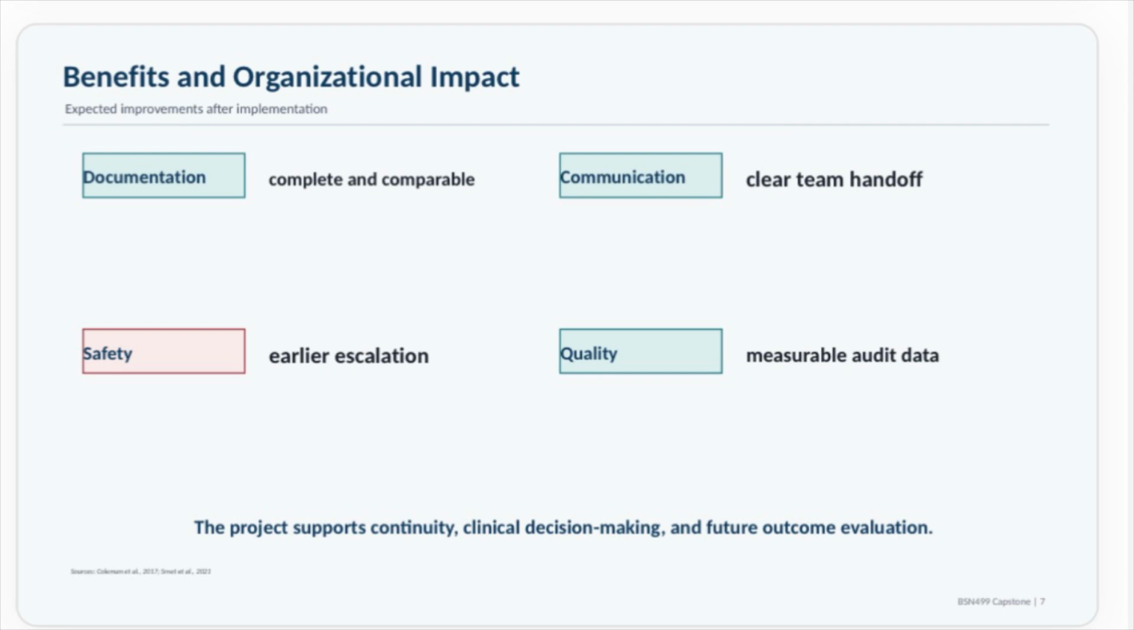The organizational impact includes improved process reliability and a measurable basis for future improvements. Chart audits can identify common omissions, education needs, and electronic record fields that require revision. Coleman et al. support the use of consistent wound data, while Smet et al. support careful selection of structured assessment elements. Muhammad et al. further show that a well-designed wound assessment workflow can improve efficiency. The project cannot guarantee faster healing, but it can improve the reliability of the information used to guide treatment, education, escalation, and future outcome evaluation.